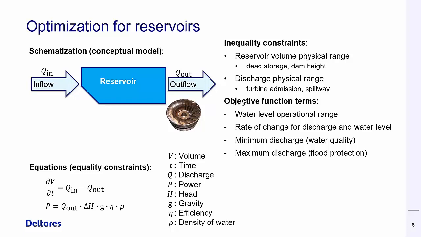We also have the objective function terms, the F from the previous slides, and here we put in water level, operational range. So these are more operationally motivated goals rather than physical limits. A rate of change for discharge and water level can be specified, for example, but also minimum discharge to ensure water quality during the summer low flow period, or a maximum discharge for flood protection.